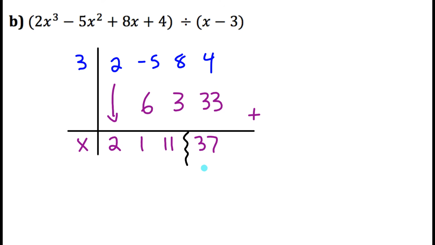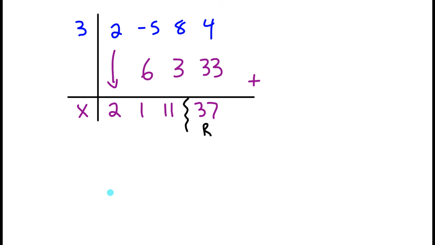And then let's write down what each of these numbers represents. Remember, the last number is always your remainder. And then these are the coefficients of the terms in your quotient. This is the coefficient of the constant term. This is the coefficient of x to the 1, and this is the coefficient of x squared.